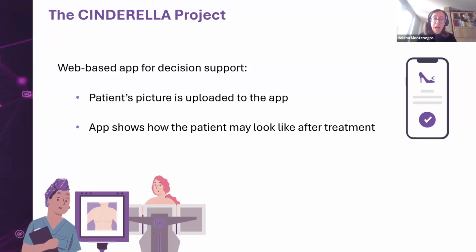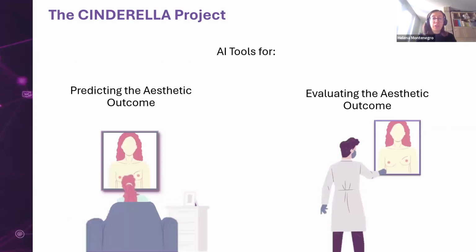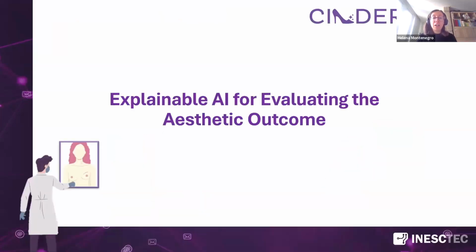Behind this app, there are a few artificial intelligence tools that we have been developing for two main tasks. The first is predicting the aesthetic outcome of breast cancer treatment, where we want to generate an image that shows how the patient will look like after treatment. And the second task is evaluating the aesthetic outcome. Now let's look at how we are using explainable AI for the evaluation task.